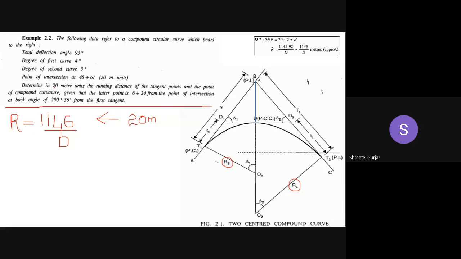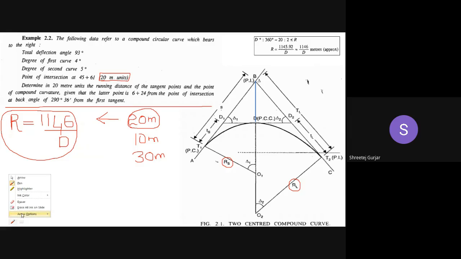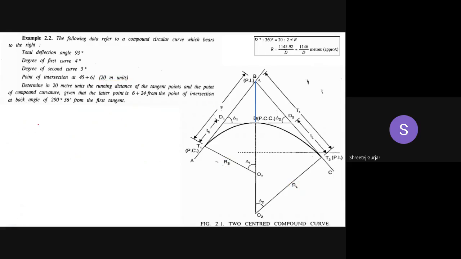Here we are using 20 meter units, hence this formula is applicable. Depending upon whether they give you 10 meters, 20, or 30 per unit chainage, your formula will vary. If you ask how we arrive at this formula, let me show you how we can derive it. No need to remember it, you can easily derive it.